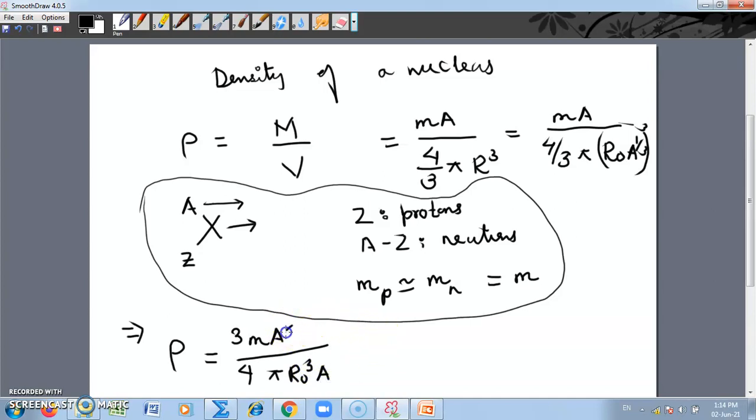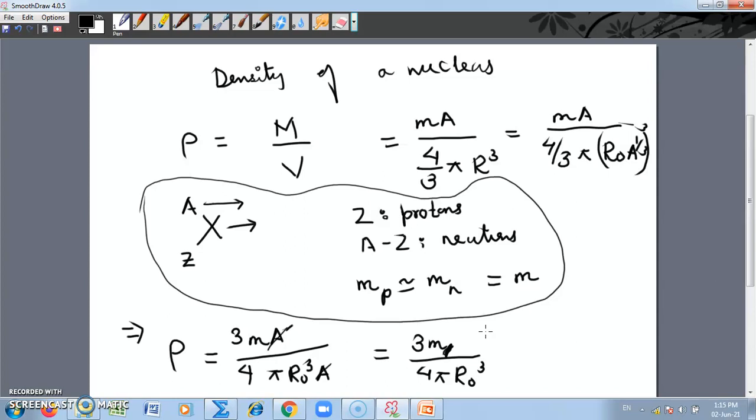So the A and the A get cancelled, so that we have here 3 into the mass of the proton, I write it as just m, over 4 pi r naught cube. Now students, look at this expression for density. What do you see here? m is the mass of the proton or the mass of the neutron. It's a constant. What about r naught cube?